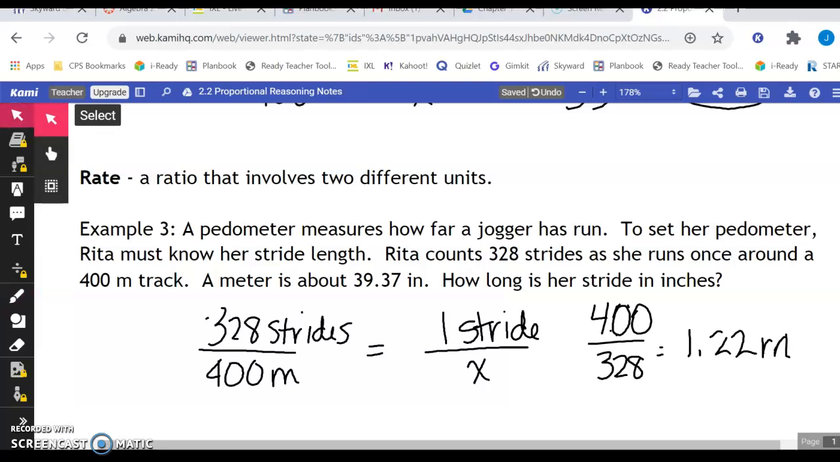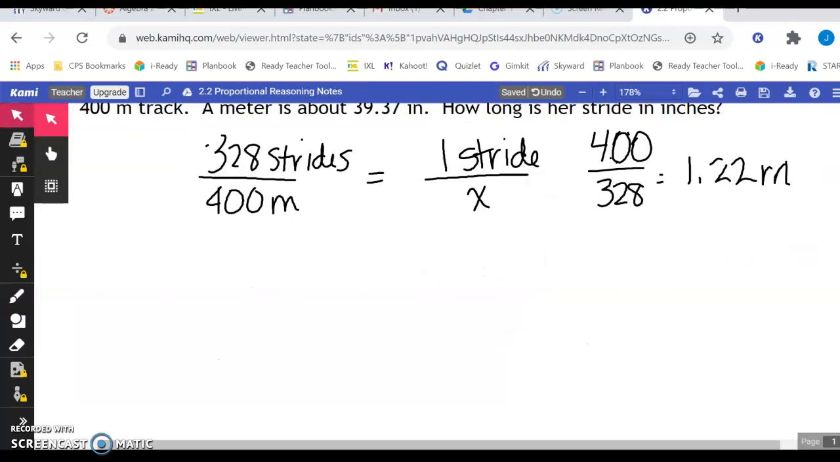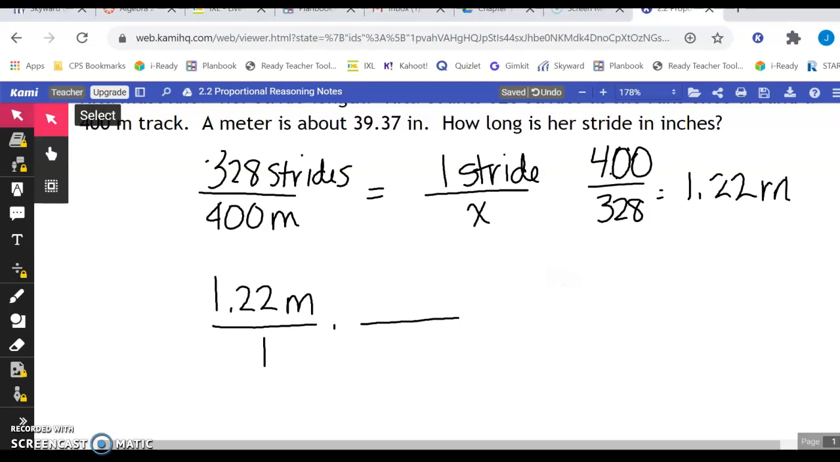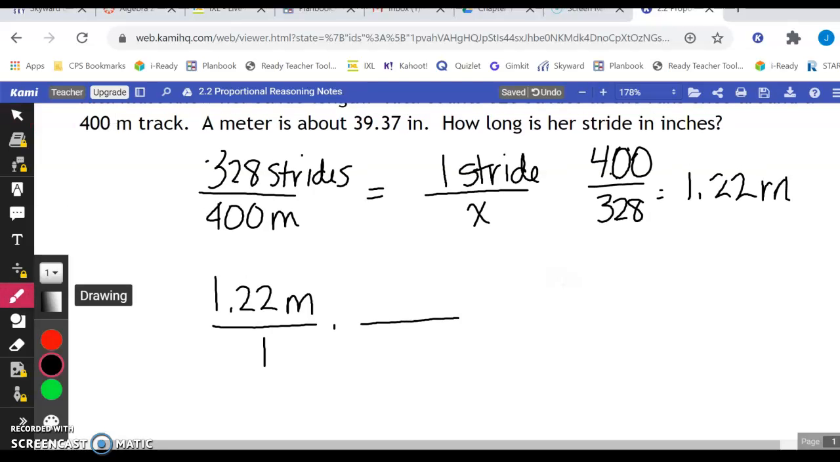So now I need to convert the 1.22 meters into inches. So we set up a conversion factor. It tells us in the problem that 1 meter is about 39.37 inches. So if meters is on the top like it is here, I want it to go at the bottom so we cancel it out, and I want inches left. And I'm going to use that conversion factor of 1 meter is 39.37 inches.